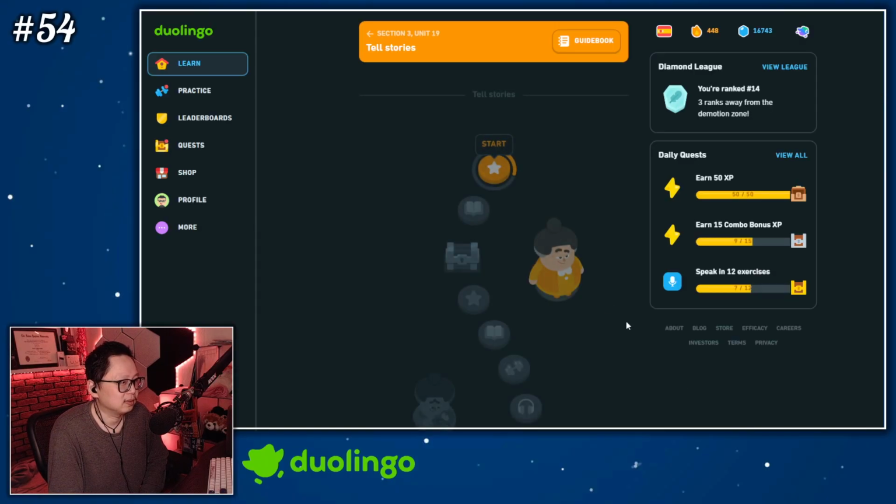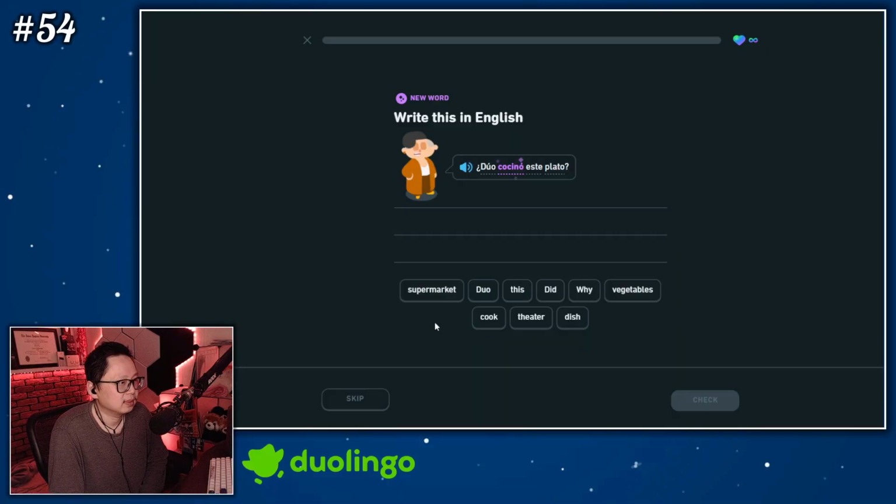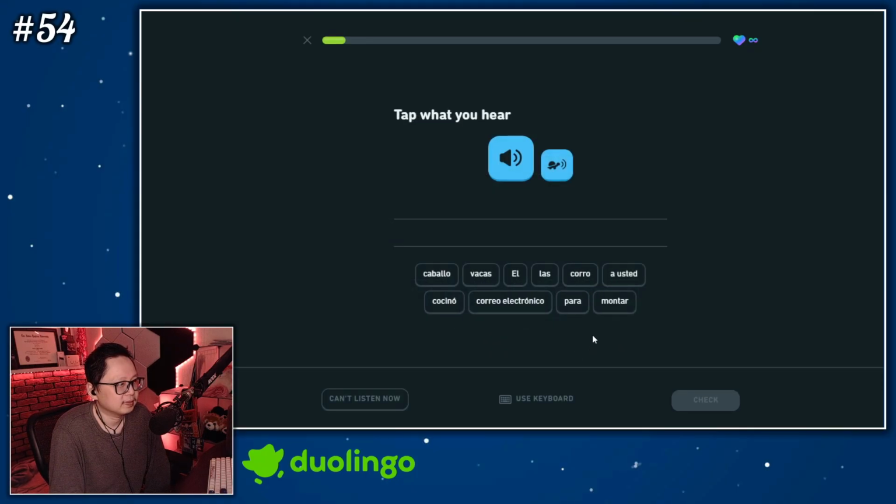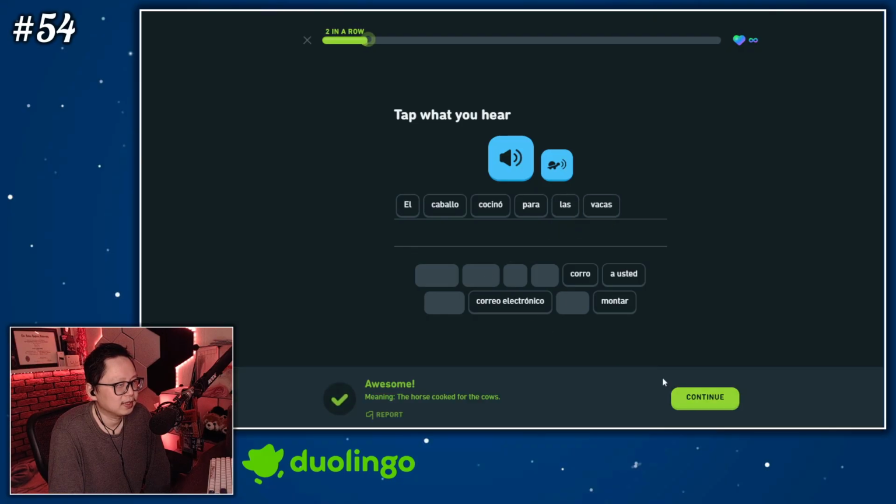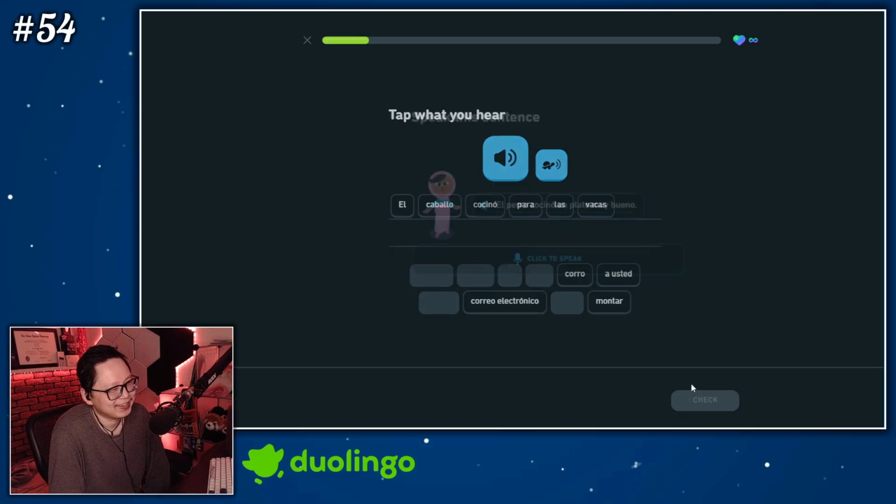This is such a weird unit. Dúo cocinó este plato. I mean, Duo. Okay. El caballo cocinó para las vacas. Oh, wait. El caballo cocinó para las vacas. The horse cooked for the cows.